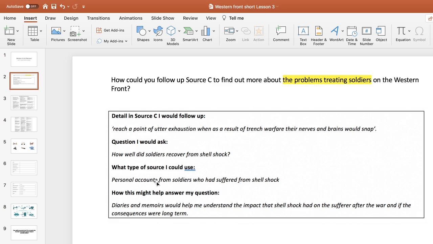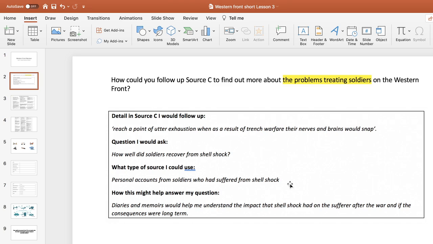Now, if I was to just say personal account, that's not going to be enough to get us that mark. A personal account of whom? It's very vague to say personal account. Okay, personal account from soldiers. Okay, gets better, personal account from soldiers, but we can even be more specific, a personal account from soldiers who had suffered from shell shock.